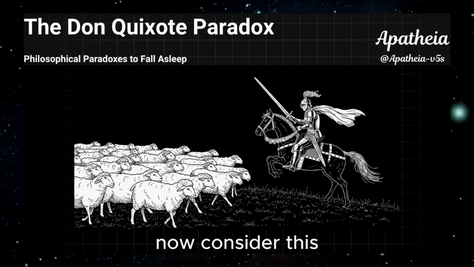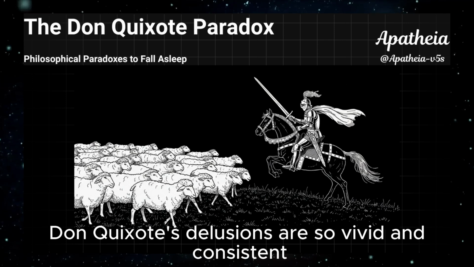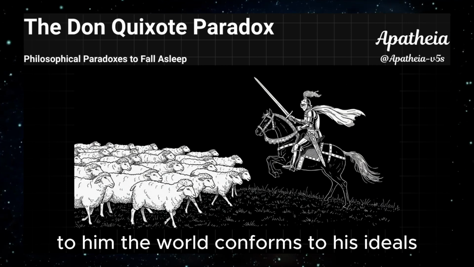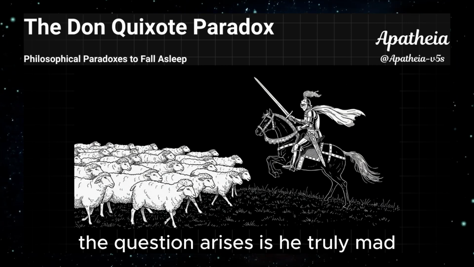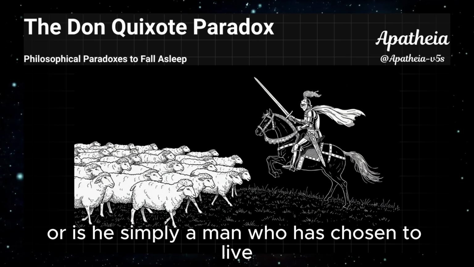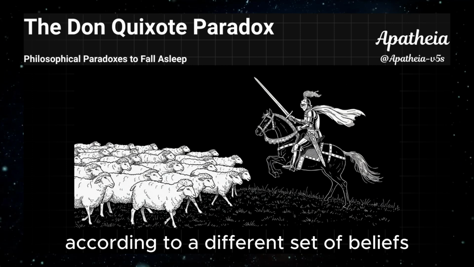Now consider this. Don Quixote's delusions are so vivid and consistent that they shape his reality. To him, the world conforms to his ideals. The question arises, is he truly mad, or is he simply a man who has chosen to live according to a different set of beliefs?